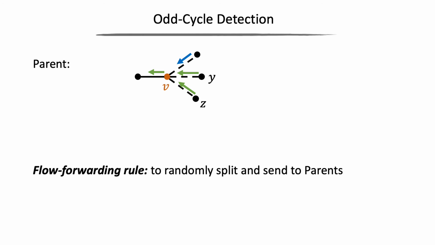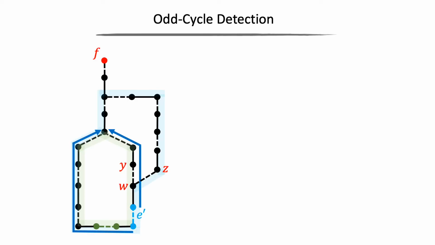So the new rule for flow forwarding is to randomly split and only forward the flow to the parents. Now we have a consistent flow forwarding and all the flows traverse the same path. And node W does not need to treat different flows differently and sends the aggregate flow only to its parent Y. But doing so, the blue flow actually traverses the inner odd cycle. But what we expect is that it traverses the outer odd cycle, as depicted in the right figure.